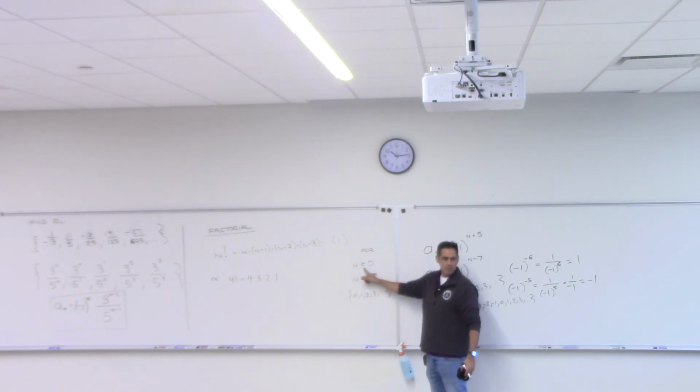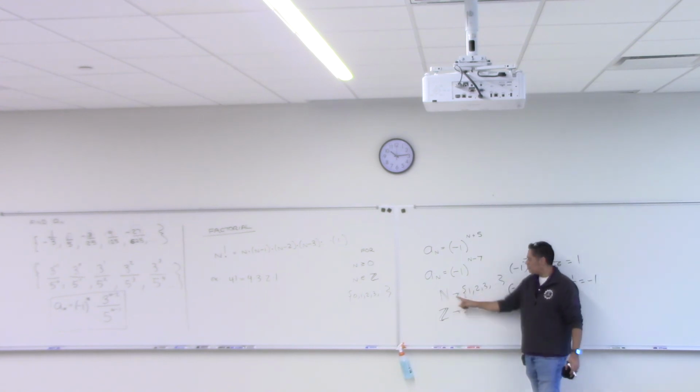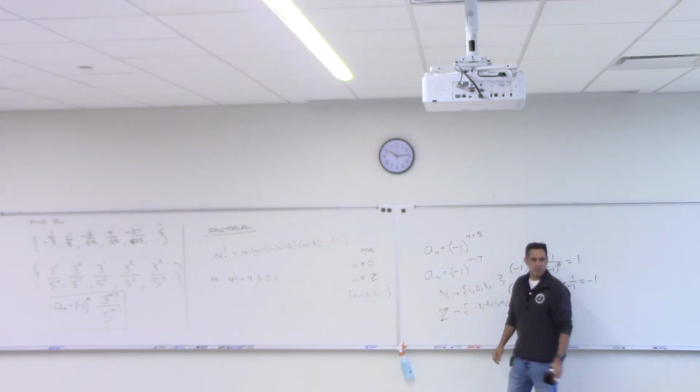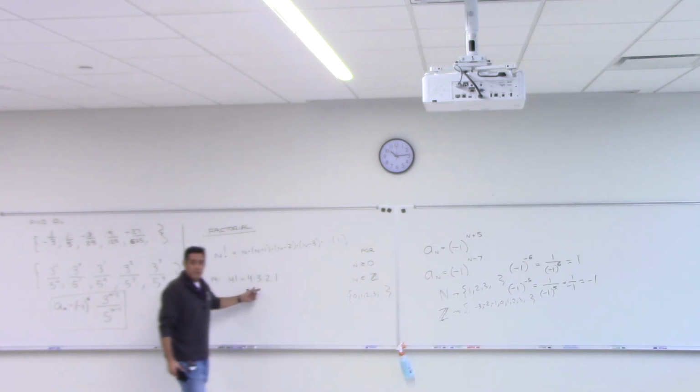So I'm saying for all integers bigger than or equal to 0. This way, I can't say natural numbers because the natural numbers don't have 0 in them. If 0 was in here, I would have just said natural numbers. All right, so this is the definition of factorial, yeah?